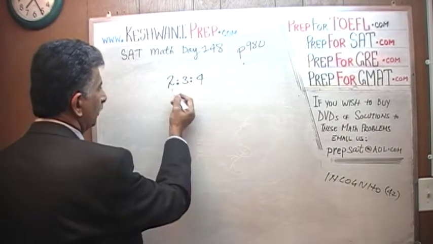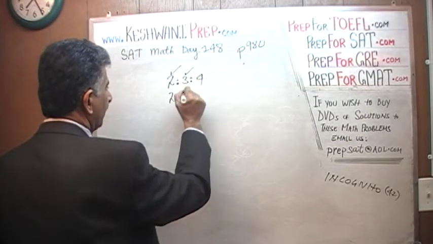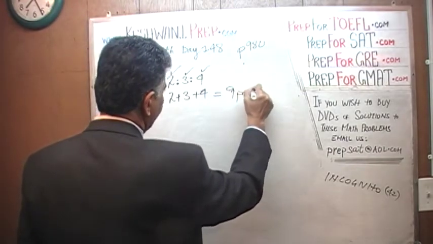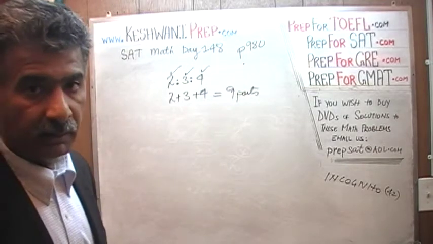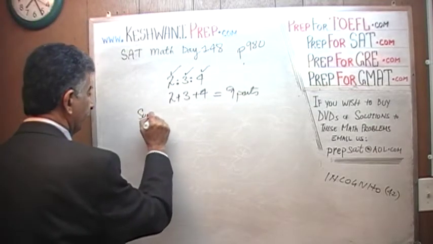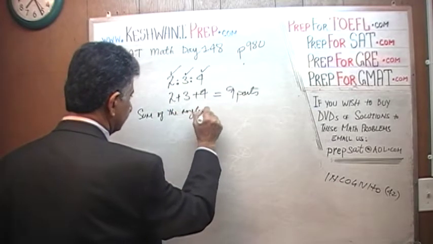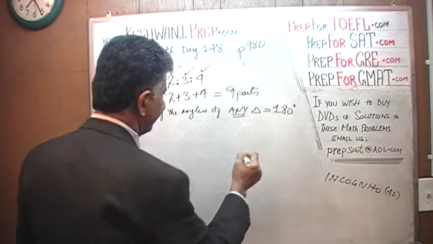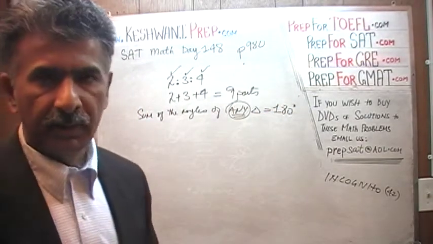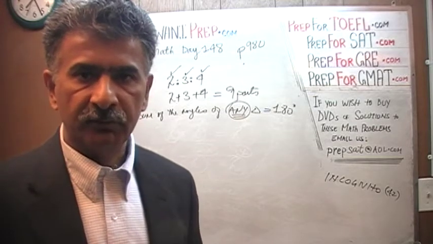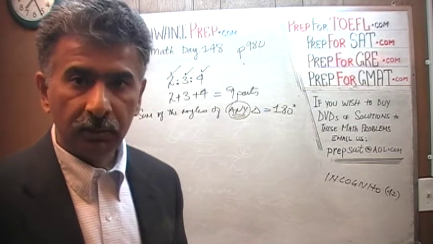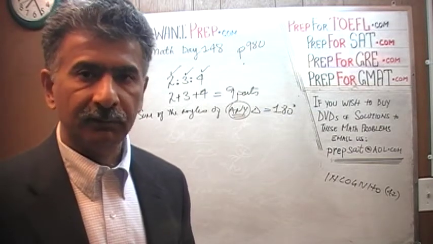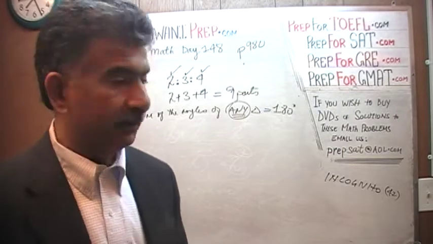So 2 to 3 to 4, this is 2 parts plus 3 parts plus 4 parts. 2 plus 3 is 5, that's 9 parts altogether. And we know the sum of the angles of any triangle equals 180. That's the key part. Any triangle. It doesn't have to be any particular kind of triangle. It doesn't have to be a right triangle or an isosceles triangle or an acute triangle or an obtuse triangle or an equilateral triangle. Any kind of triangle, the sum of the degrees of any triangle equals 180. That's what we have here.